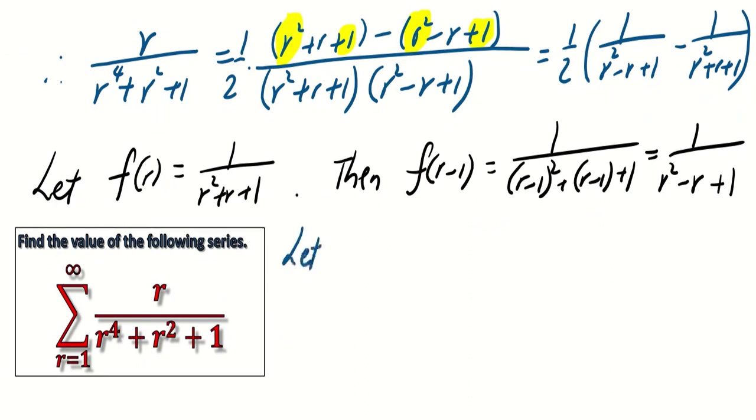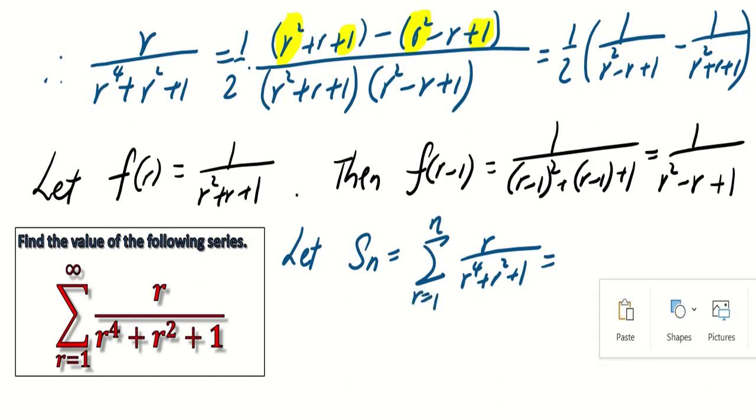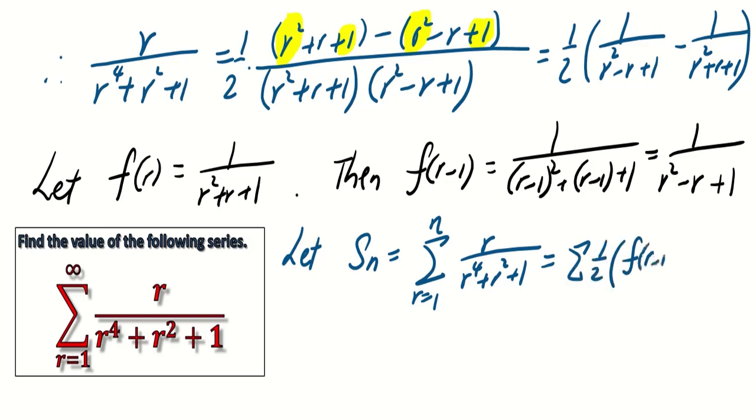So now we let Sn to be the summation of r over r to the power 4 plus r squared plus 1 from r equals 1 to n. And this is actually the summation of half times f(r minus 1) minus f(r), where r equals 1 to n. Note that half is a constant and we can always write it in front. And the summation of f(r minus 1) minus f(r) is actually a telescoping sum.